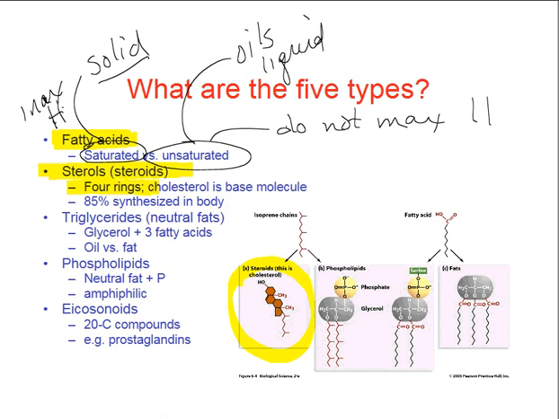A third class of lipids are triglycerides. These are very common in the foods we eat. Sometimes they're called neutral fats. And they consist of a glycerol molecule, that's this guy here, a 3-carbon chain, with 3 long fatty acids attached. I already discussed the difference between an oil and a fat in terms of saturated and non-saturated fatty acids, so I don't need to return to that.